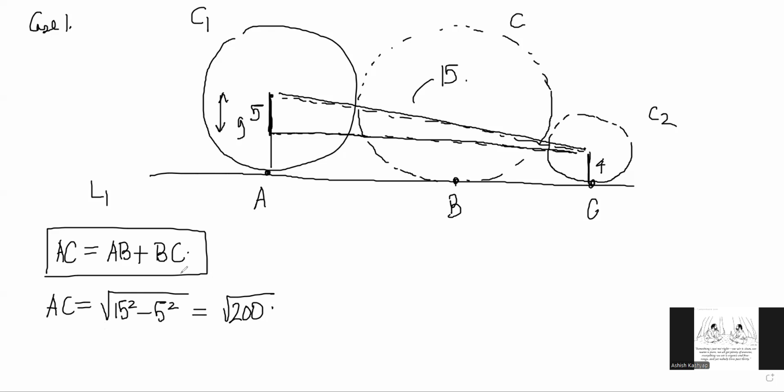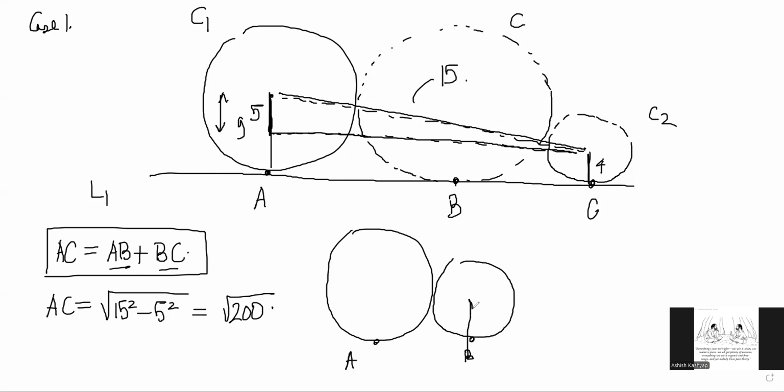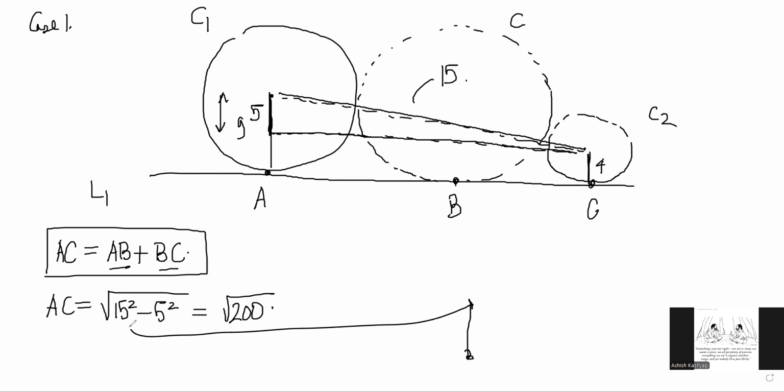Now, let's try to find out AB and BC in a different way. We don't know the radius of the circle C, right? So now I'll focus on the circle C1 and the circle C. This point is A, this point is B. Right. One second.